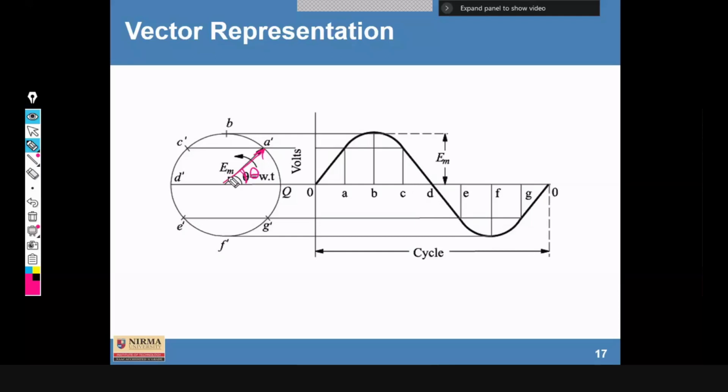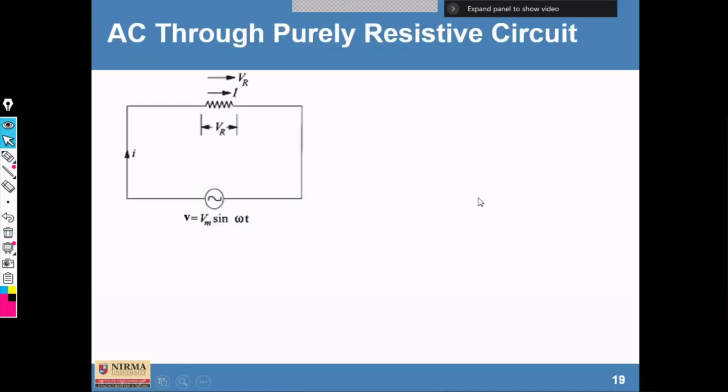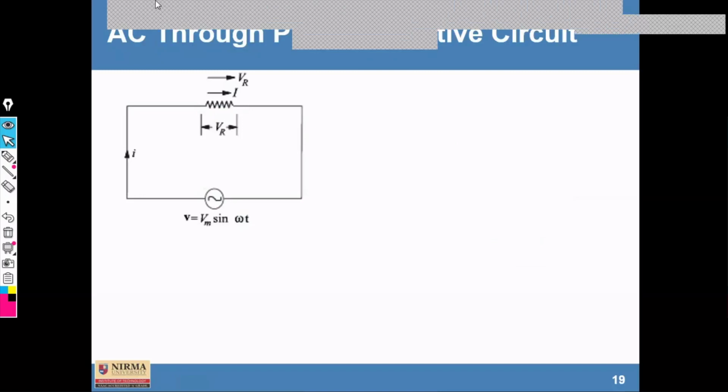Simultaneously, more and more quantities, we can represent them with a vector, and we can resolve and find the resultant of all the different quantities which are acting at the same time.